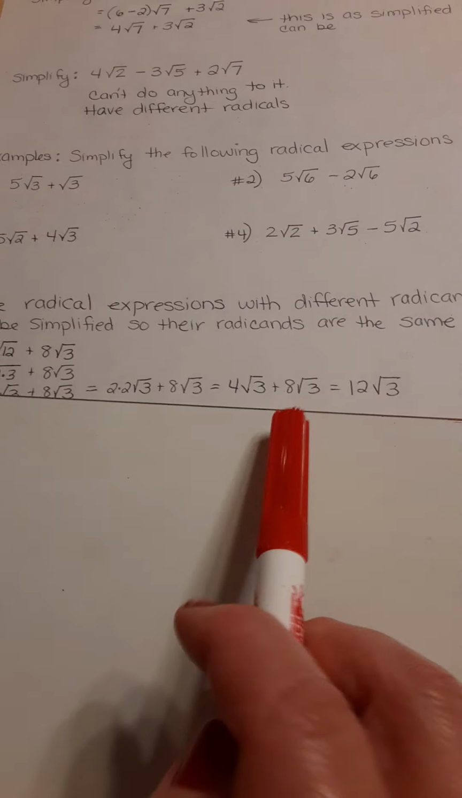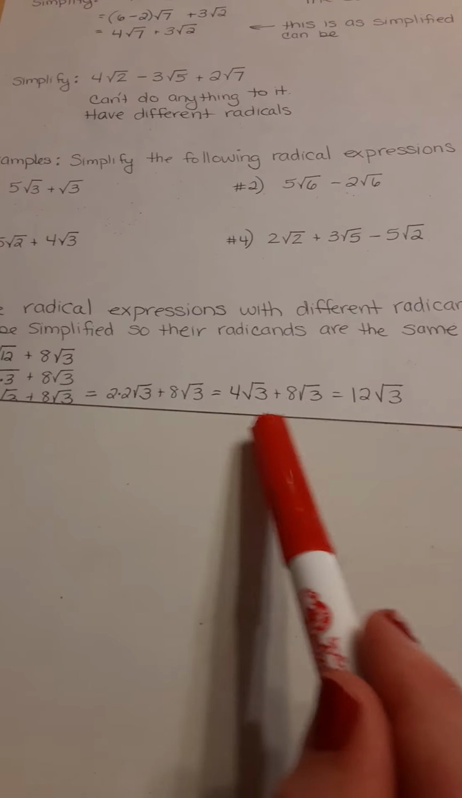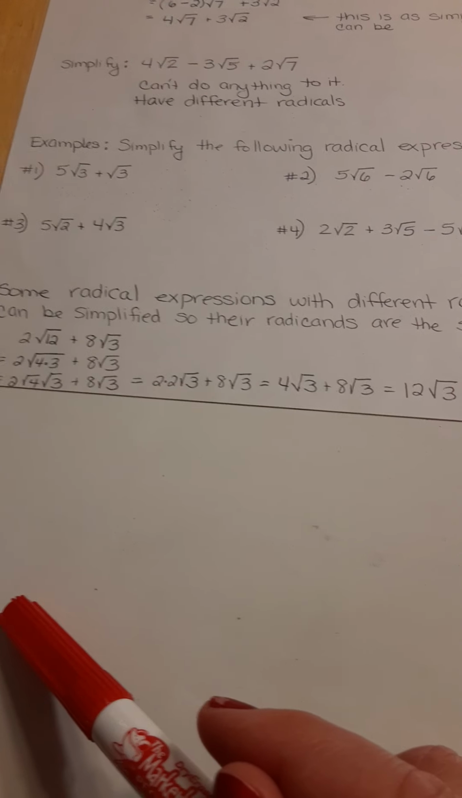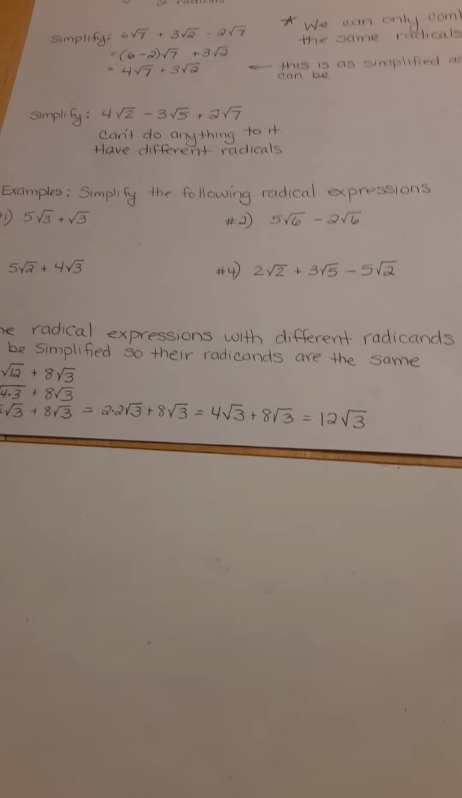Now I have numbers that have the same number under the radicand sign. I can go ahead and add them. So my final answer here is going to be 12 times the square root of 3. Okay, so let's do some more practice with this here. The next problem we have is square root of 27 plus the square root of 12.